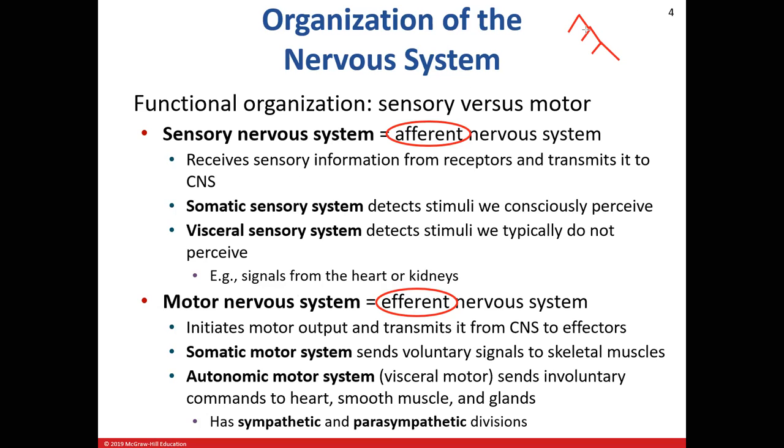So again, we get up into this chart here, and we follow this from PNS to sensory system and motor system. And then our motor nervous system is then divided into sympathetic and parasympathetic divisions. And that's going to give us different responses in the motor pathway.